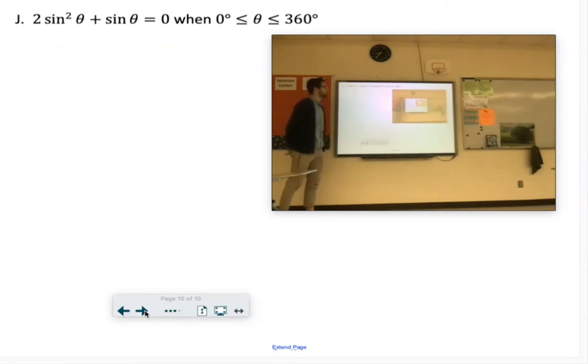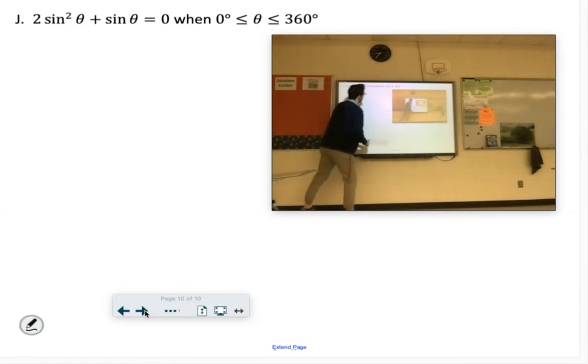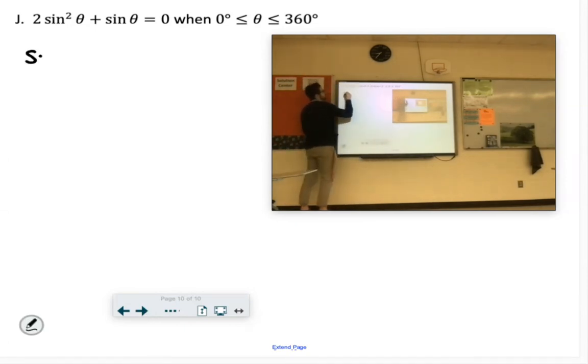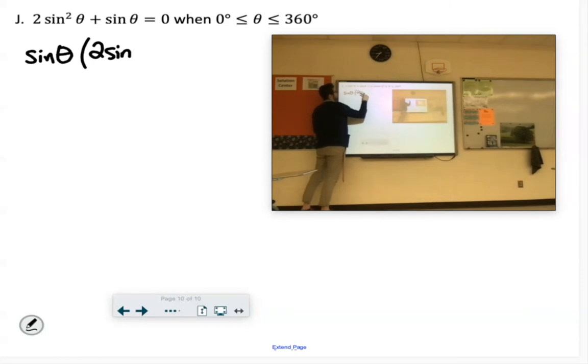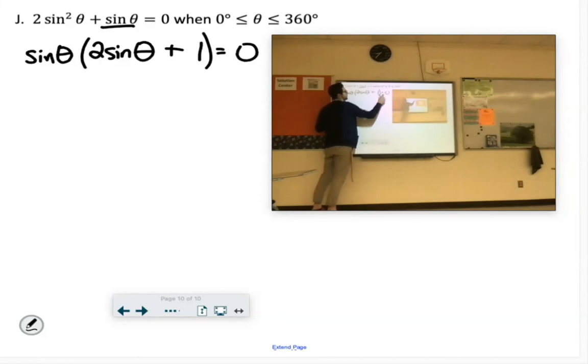Okay, we're going to have to factor. We got sine squared, so let's factor. What do these two have in common? Well, they have a sine in common. So we can factor out our greatest common factor of sine of theta. Sine of theta times 2 sine of theta would give us 2 sine squared theta, plus sine of theta times 1 gives us sine of theta. So we just factored out a greatest common factor.